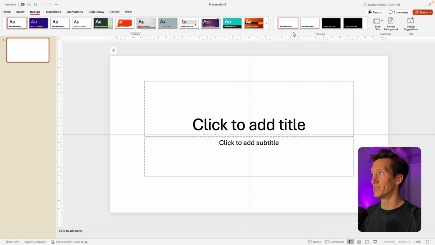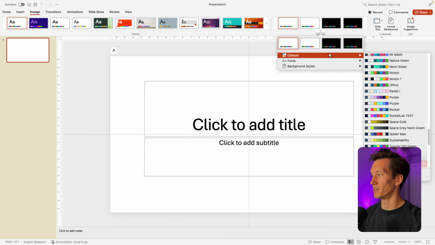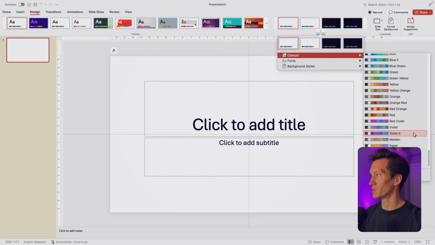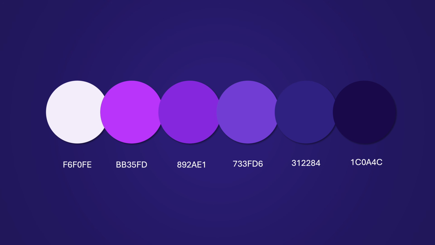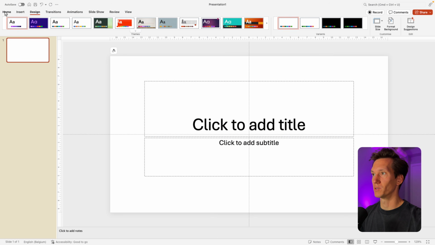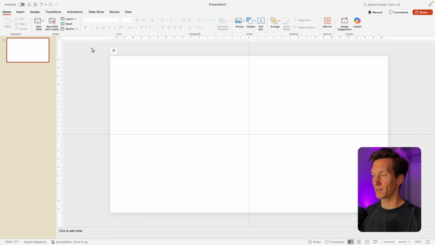Now, first I want to go to the design tab, and here I want to change the color palette, of which you have the color codes. I'll put them on the screen, and then we're going to use that purple palette. Now I'm going to go to home and set the layout to blank. So we have nothing on the slide and we start from a clean slate.